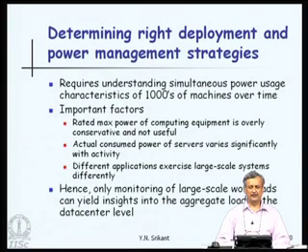What are the important factors that we need to keep in mind? The rated maximum power of computing equipment is overly conservative and not useful. I already mentioned this. Whatever is mentioned on the plate outside the equipment is an overrating, so we can't use this for counting the number of equipment. Actual consumed power of servers varies significantly with activity. Applications determine this amount, and different applications exercise large scale systems differently. So, this is another issue.